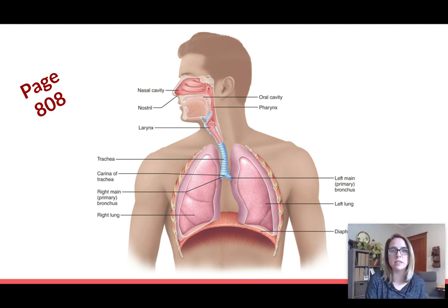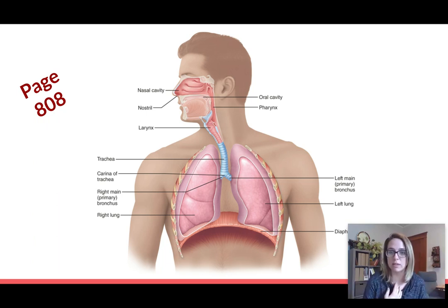And then we've got the oral cavity, your mouth. Notice how it's kind of faded in this picture because technically your mouth is not a part of the respiratory system. If you have a plugged nose, you can breathe through your mouth, but that's not the best way to breathe. Then you go down to your pharynx, which we oftentimes refer to as our throat.